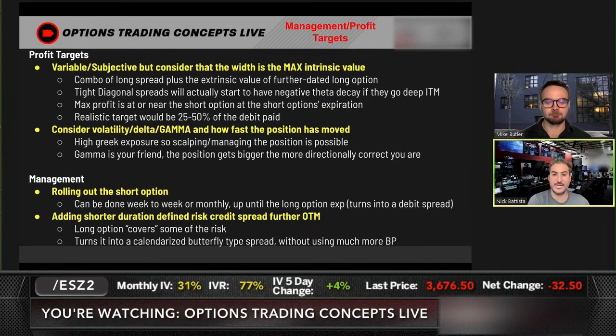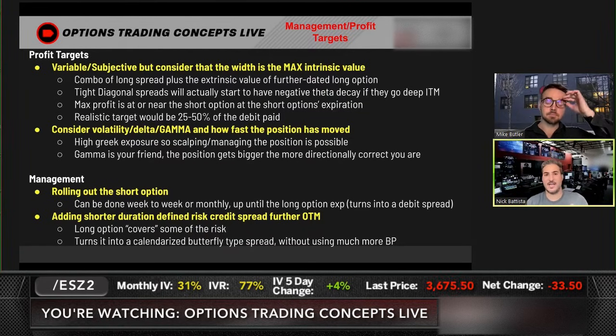So you've got high Greek exposure, so you can scalp out of these positions. If you put on a call diagonal and the stock moves significantly the next day or 2 days or 3 days, you're probably seeing a 10 or 15 or 20% profit relative to the debit paid. Definitely something that you can consider managing in that respect. And on this sort of setup, gamma is your friend. The position gets bigger as you're more directionally correct. So if you're doing a call diagonal spread and the stock goes up a couple dollars over a couple days, your delta is actually going to grow, and the next couple dollars gets bigger and bigger from a profit standpoint in your favor.